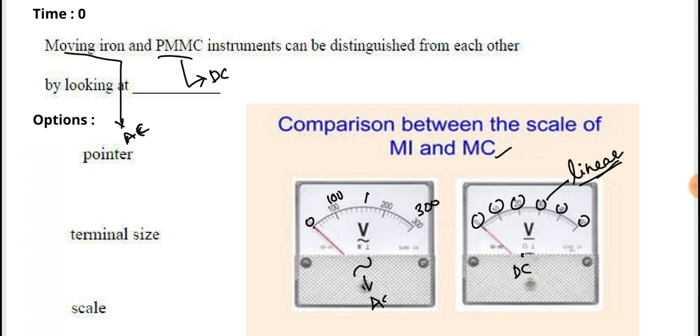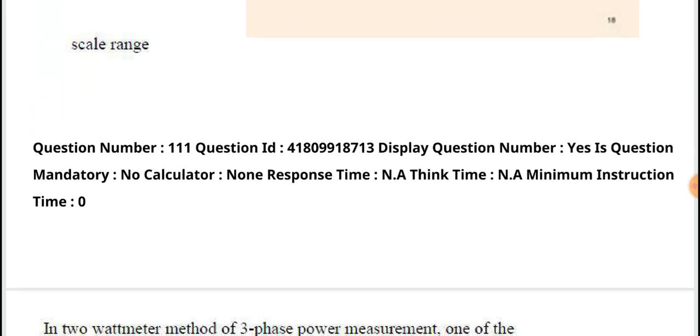So pointer is not an option, because the pointer will be the same in both meters. Terminal size is not an option either. Scale will be the correct option for this question.